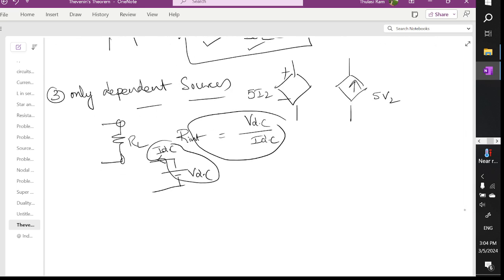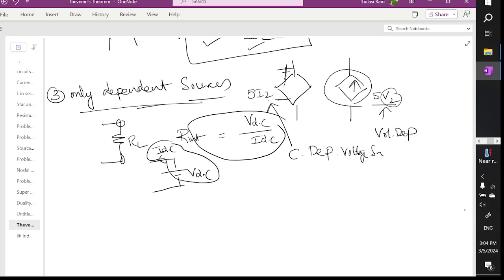Coming to the dependent sources, if you have only dependent sources, these sorts of sources are called so. I can call this 5 into I2. This is called current dependent. What kind of source is this? Voltage source. Current dependent voltage source. And what kind of source is this? 5 into V2, where V2 is a voltage. This is called voltage dependent. What kind of source is this? Current source. Like that, we may have four types of sources based on the problem.